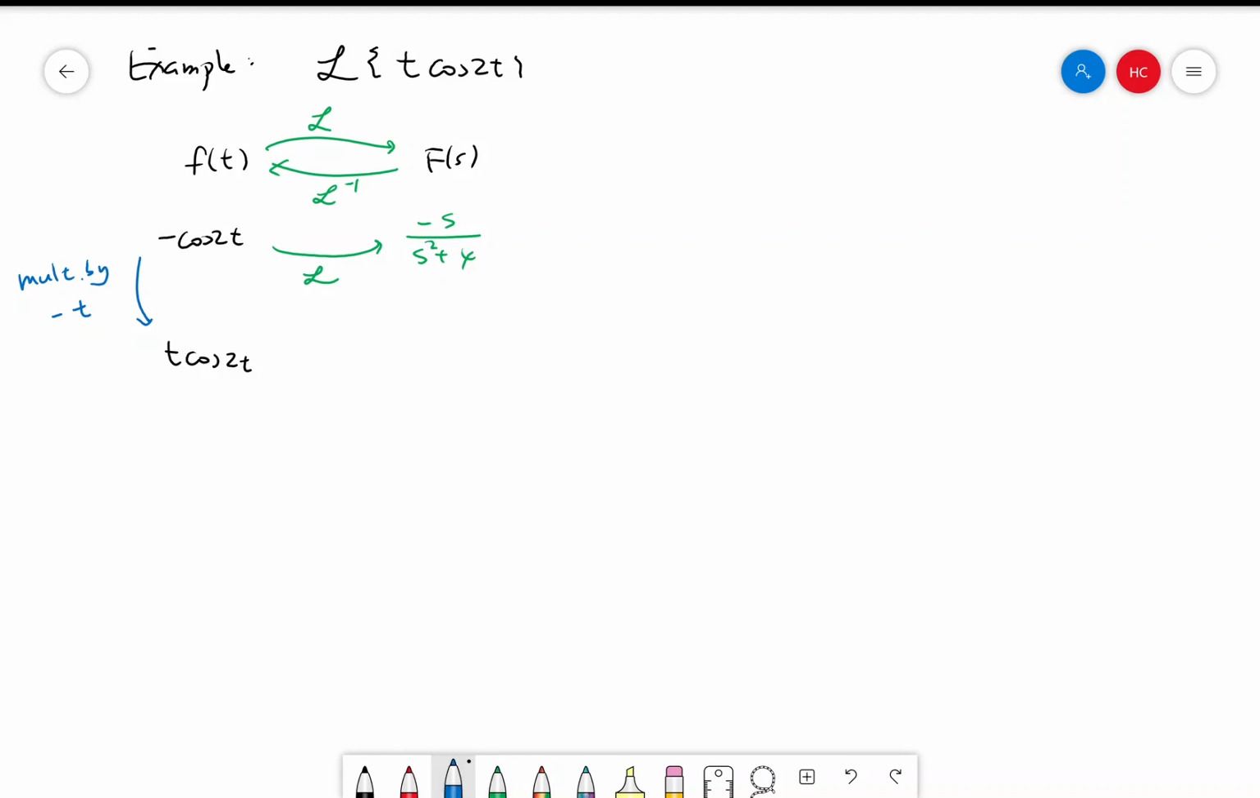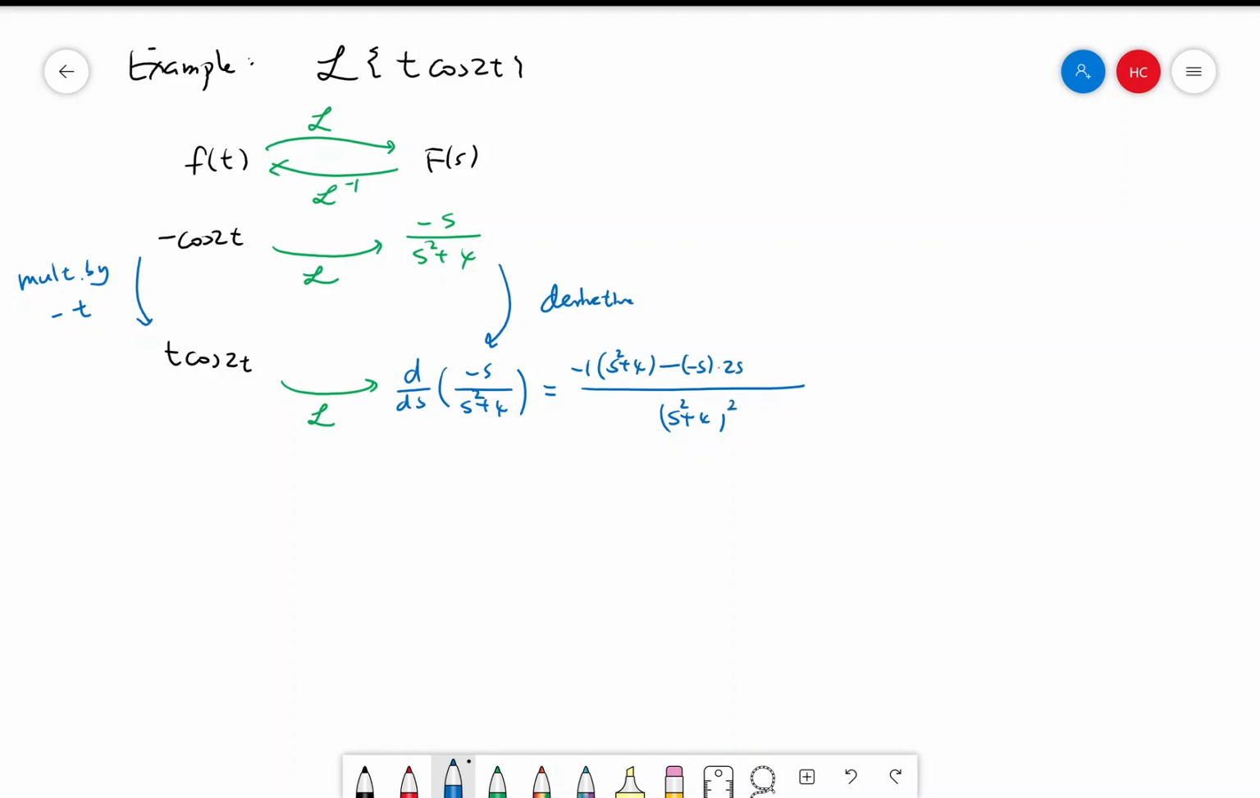So according to the theorem, the Laplace transform we're looking for of t cosine 2t is the derivative of negative s over s squared plus 4. Alright, so it remains to find the derivative of this function. Quotient rule. Minus negative s times 2s. This thing is squared, so it's s squared plus 4 squared. And it's s squared minus 4. So this is the answer we're looking for. We didn't do any integrals at all, so it's convenient.